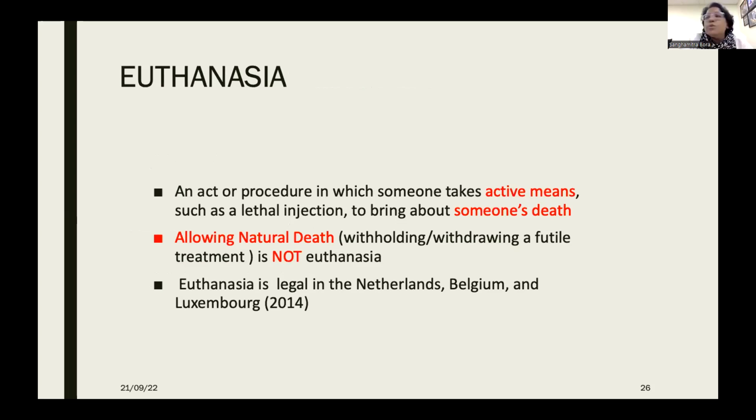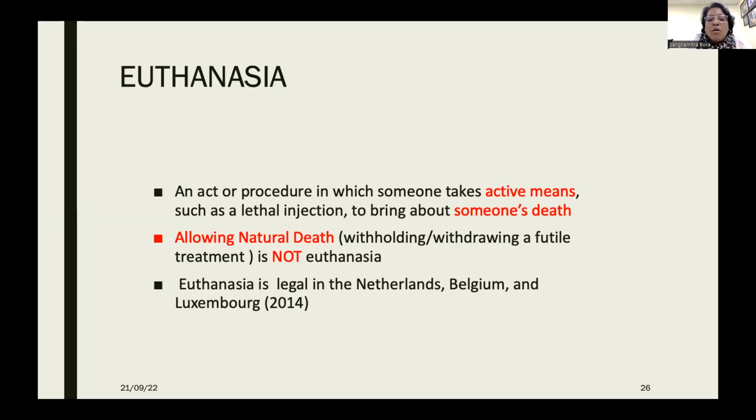This brings us to something called euthanasia. This is an act or procedure in which someone takes an active means, such as a lethal injection, to bring about someone's death. At the same time, allowing natural deaths or withholding or withdrawing a futile treatment is not called euthanasia. We need to understand and take home this message today, that allowing natural deaths or withholding or withdrawing a futile treatment is not termed as euthanasia.